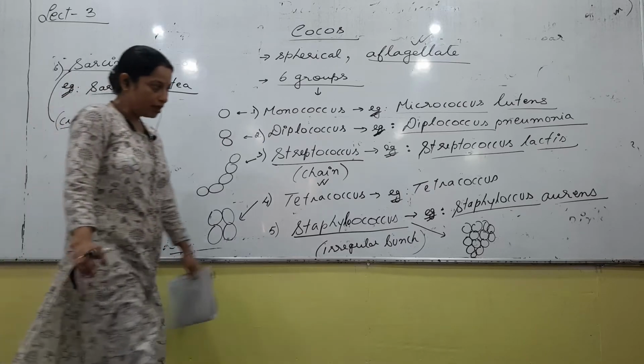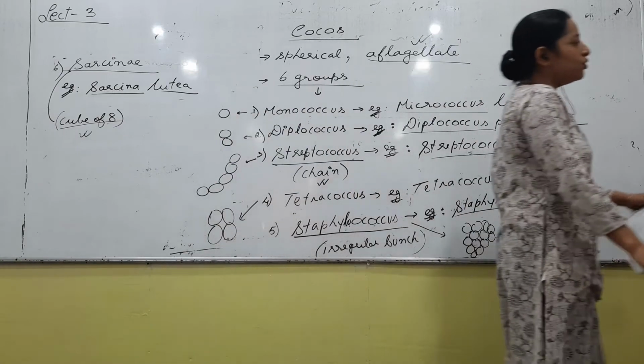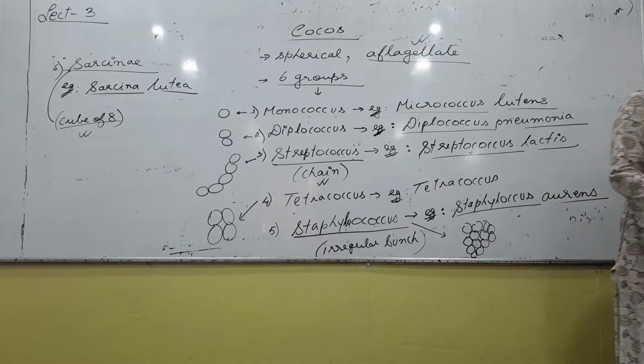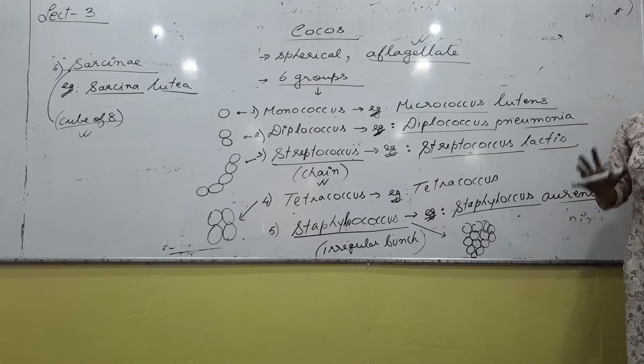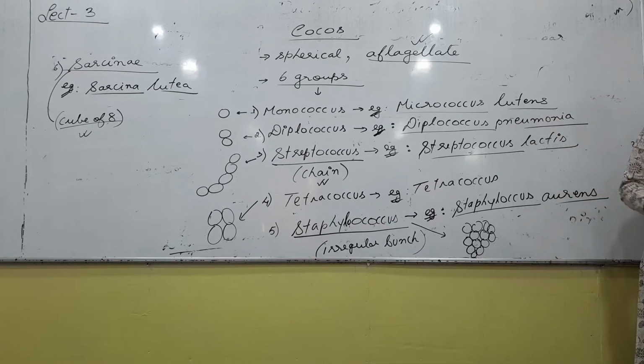Okay. So the first shape is coccus. What we know is coccus are aflagellate and spherical, the first two points. Then the types of coccus, six types of coccus. What is important? Examples are not important.